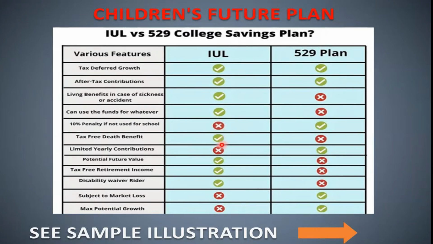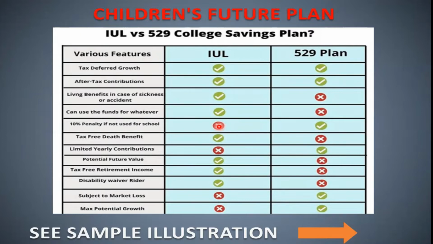Now, there is no 10% penalty if the money is not used for school. Let's say you save this money for school and your child doesn't want to go to school anymore. Then you have to pull out that money to use it for something else. You'll be penalized, right? But with our strategy, that does not happen. There is no penalty for that.